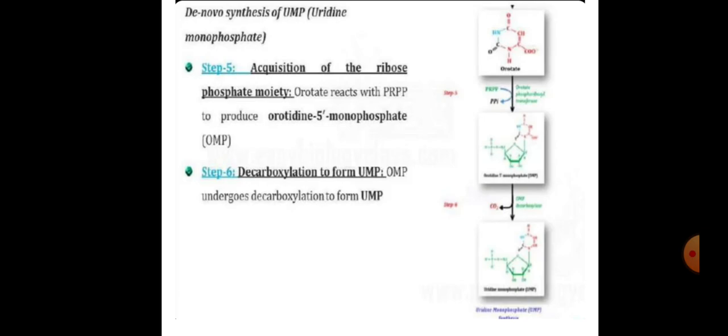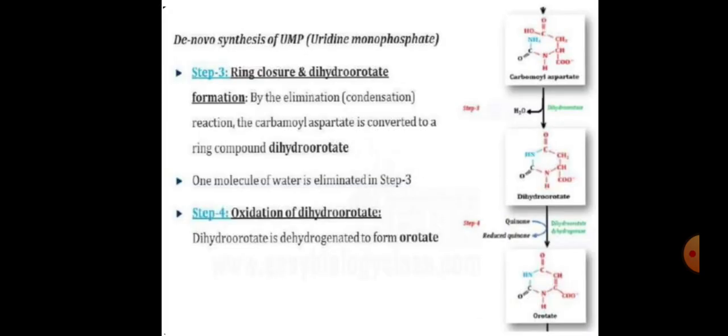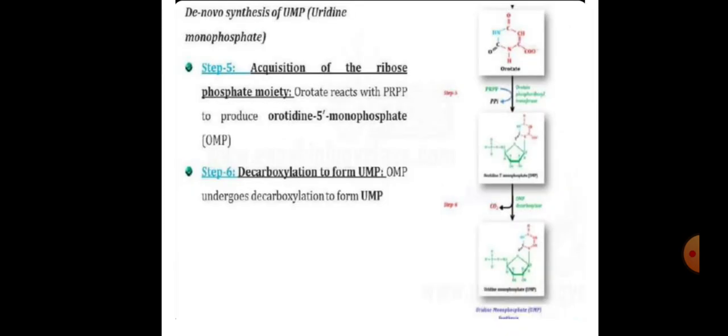Then step 5 is the acquisition of the ribose phosphate moiety. Orotate reacts with the PRPP to produce orotidine 5' monophosphate, or OMP. In step 6, decarboxylation to form UMP. OMP undergoes decarboxylation to form the UMP. By this way UMP is formed. Mainly it involves the 6 steps.